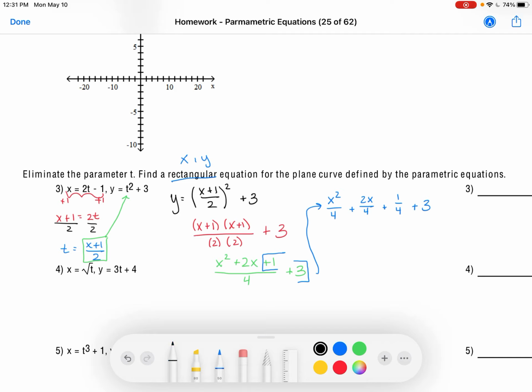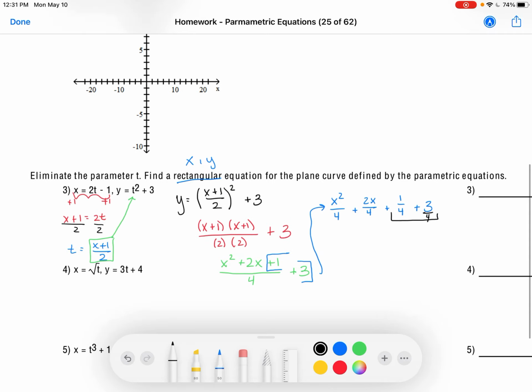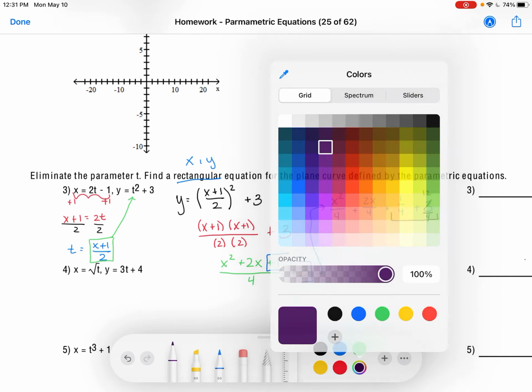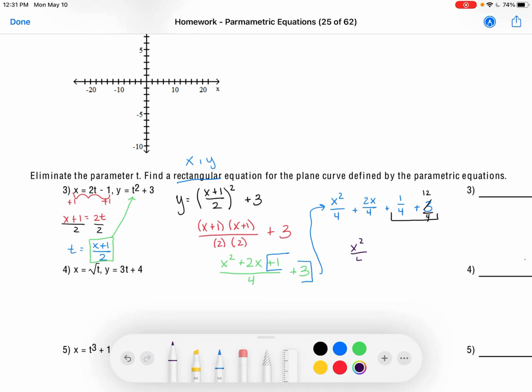Okay, so I got x squared over 4 plus 2x over 4 plus 1 over 4 plus 3. And again, my whole reason I'm doing this is because I see a constant and a constant. So I'm going to get a new denominator of 4, causing my numerator to change into a 12. So my new answer will now be y equals x squared over 4 plus 1/2 x plus, and when I add those constants together, I will get 13 over 4.